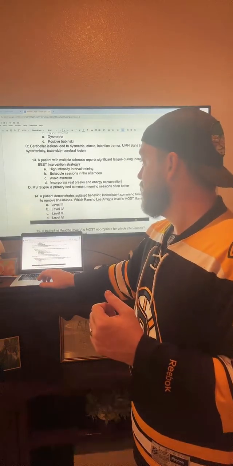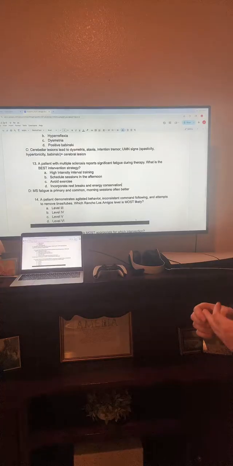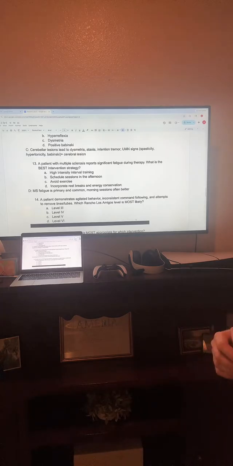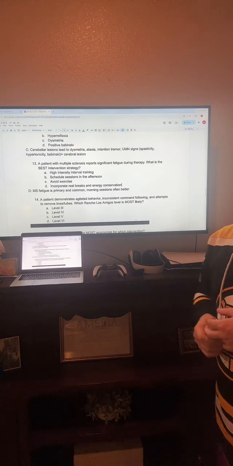Okay, number 14. A patient demonstrates agitated behavior, inconsistent command following, and attempts to remove lines and tubes. Which Rancho Los Amigos level is most likely? A, level 3, B, level 4, C, level 5, or D, level 6?